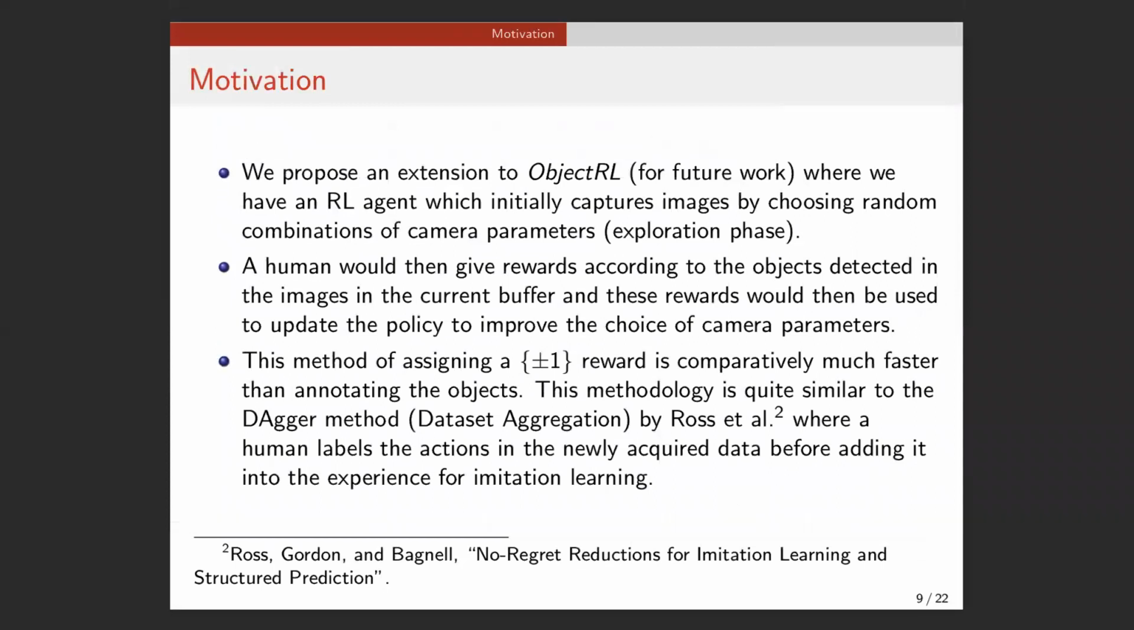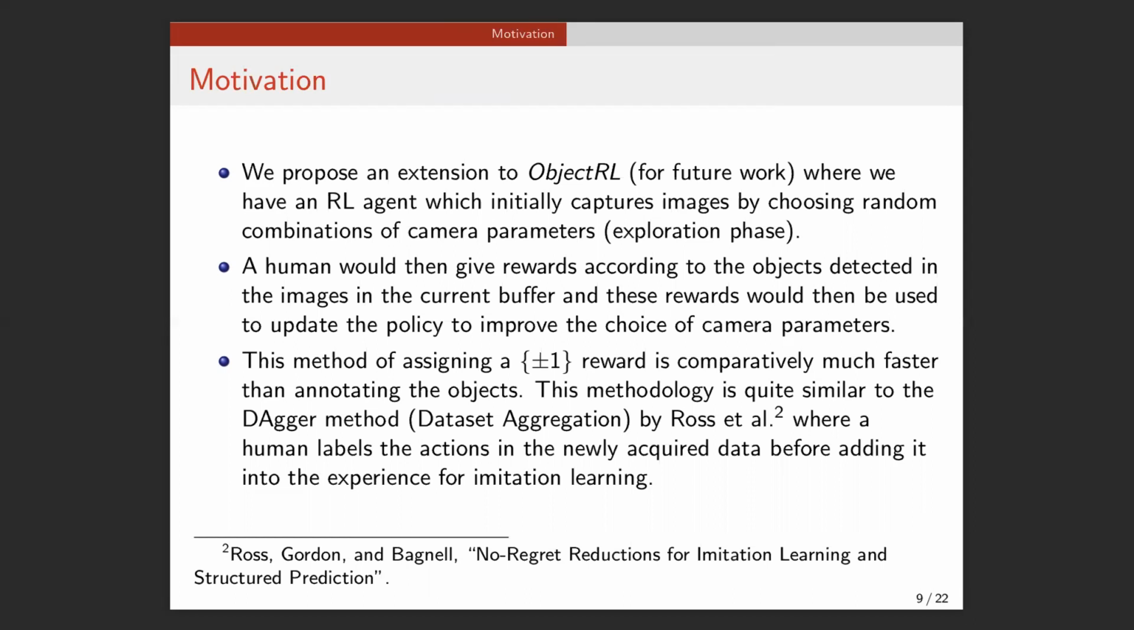This is where ObjectRL can be extended, where we have an RL agent which initially captures images by choosing random combinations of camera parameters. This will be the exploration phase. Then a human could give rewards according to the objects detected in the images in the current buffer. These rewards will be used to update the policy to improve the choice of camera parameters.